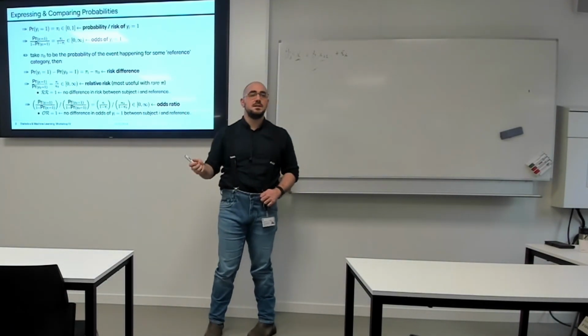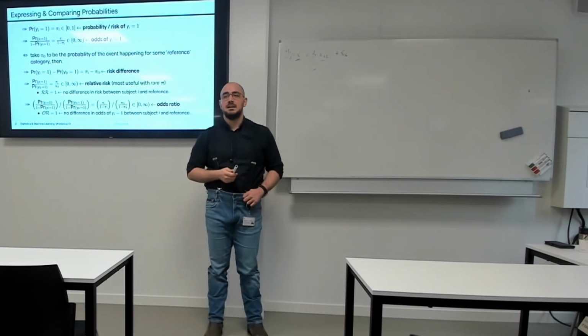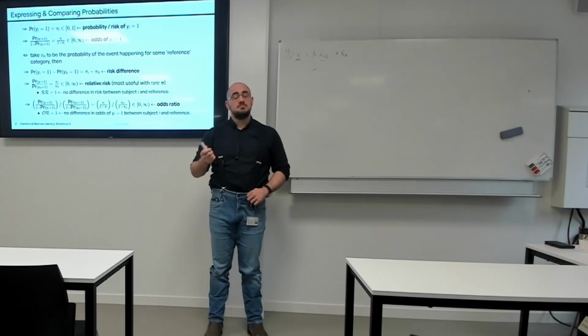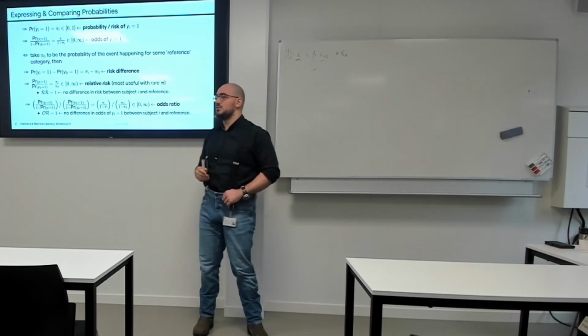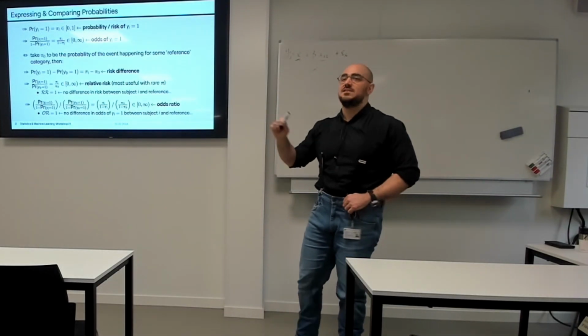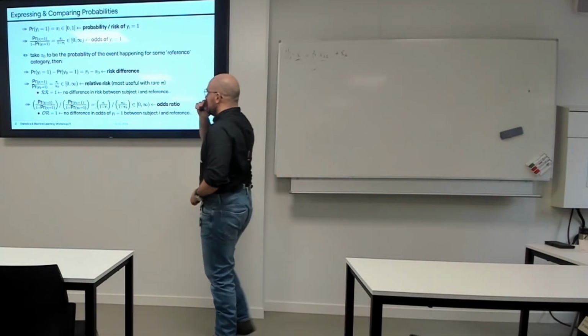And an odds of 0.5? There's a 25% chance then, because it halves? Yeah, exactly. So the probability of the event happening is half the probability of the event not happening. Exactly. Okay, great.